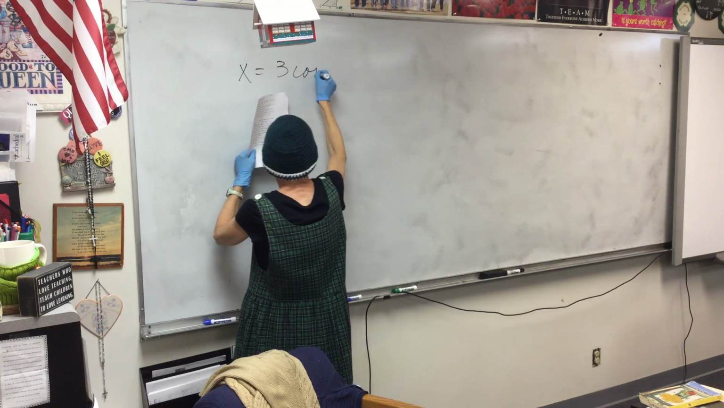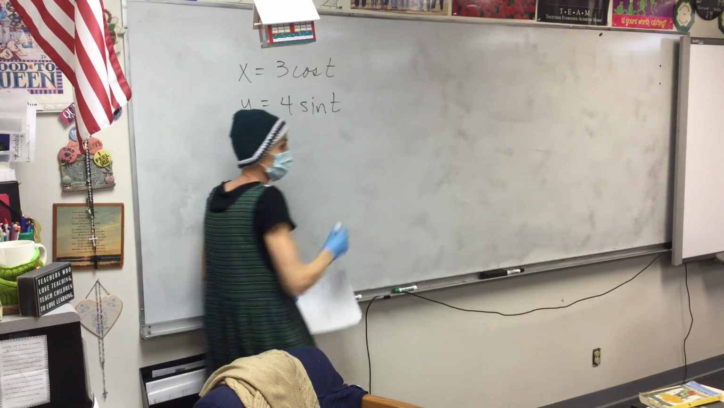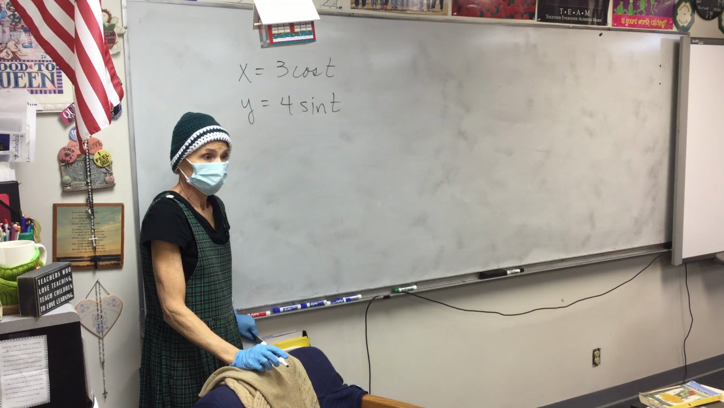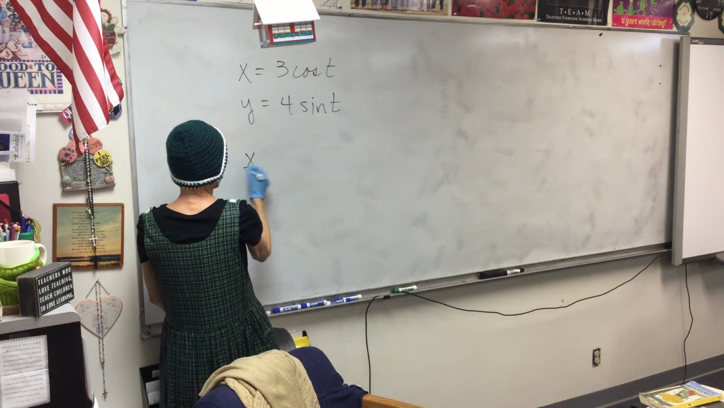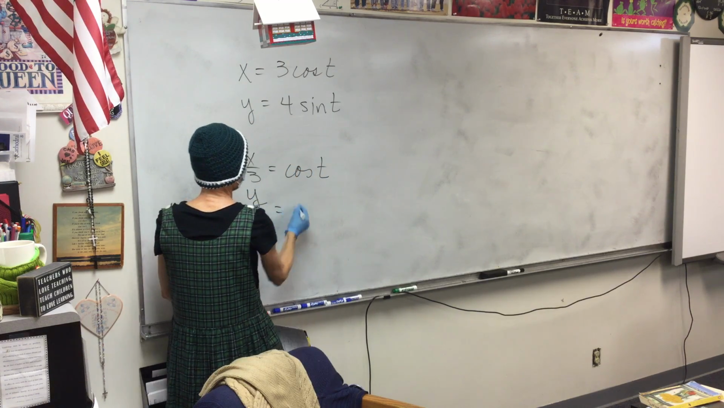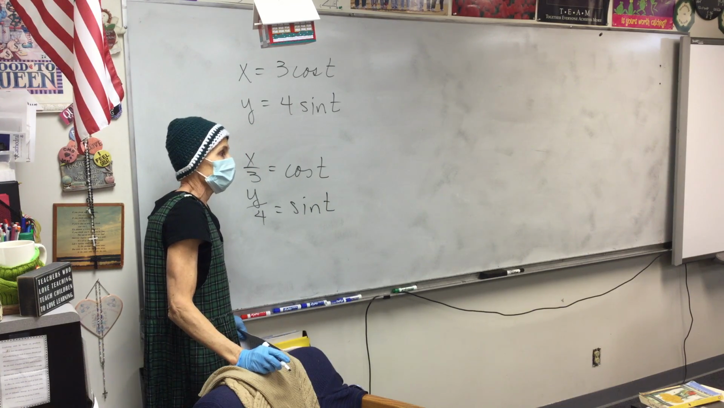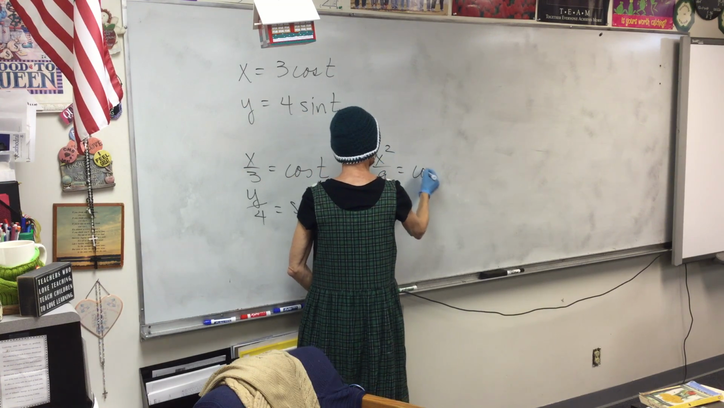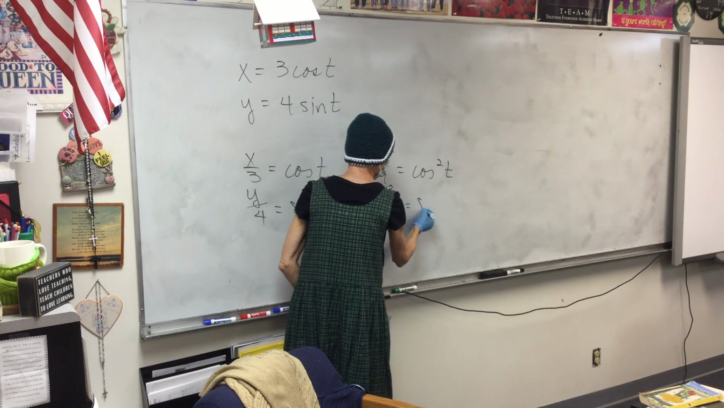Divide the 3 and the 4. Step 1. Divide. So we're going to end up with x over 3 equals cosine and y over 4 equals sine. Square both sides, so we have x squared over 9 equals cosine squared, and y squared over 16 equals sine squared.